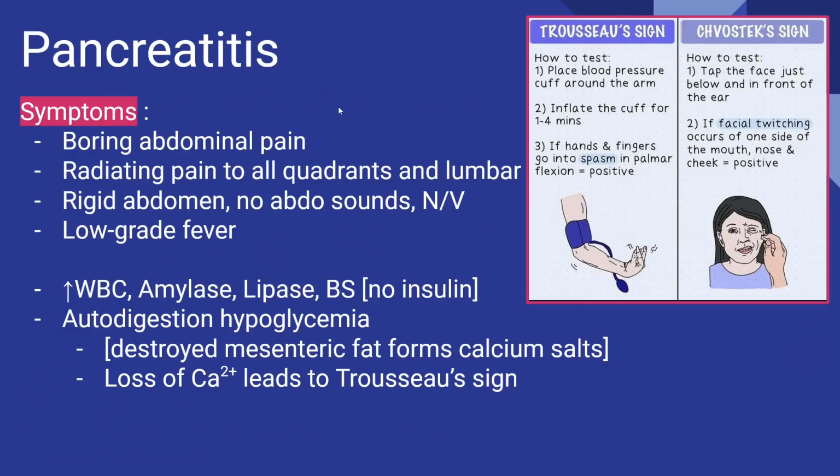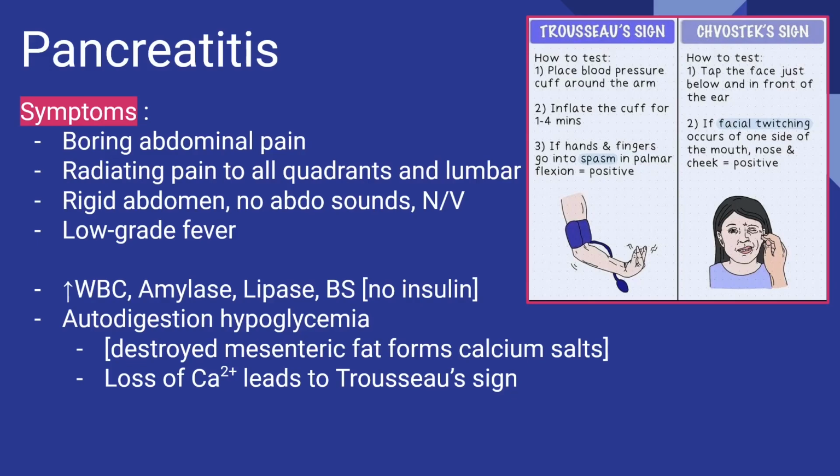So the symptoms of this kind of self-implosion of the pancreas is you get this boring, awful abdominal pain. And it can radiate to all quadrants of the abdomen as well as the back, because you're just dispersing a lot of these acids out and throughout the body. You end up getting a tight abdomen because we talked about that inflammation and that massive fluid loss into the abdomen. So you're not going to hear abdominal sounds as well. You're going to have a lot of nausea and vomiting and fever from all of this.